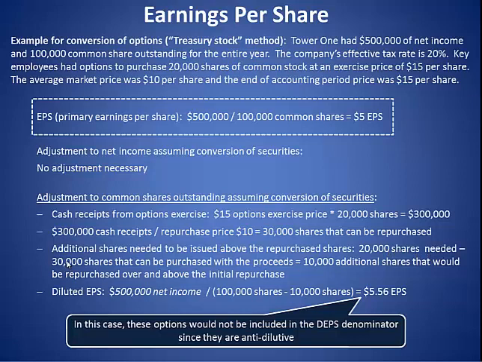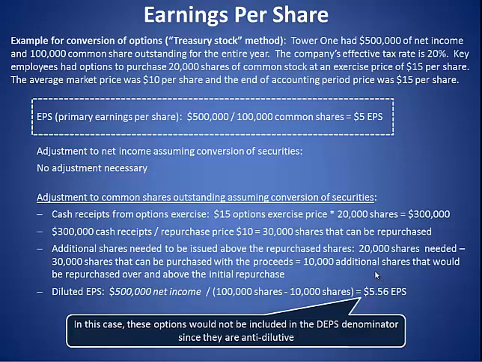That means basically there would be 10,000 shares that we would not have to purchase over and above the initial repurchase. So in effect, we have $500,000 of net income divided by 100,000 shares minus the 10,000 additional shares that we purchased off of the open market. In this case, it would be $5.56 a share.